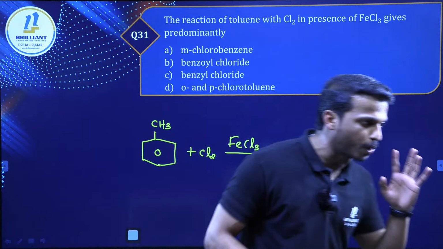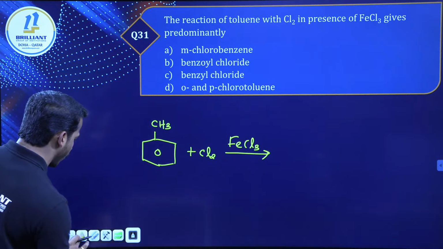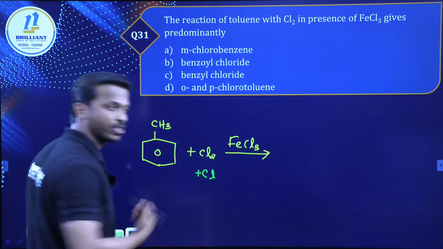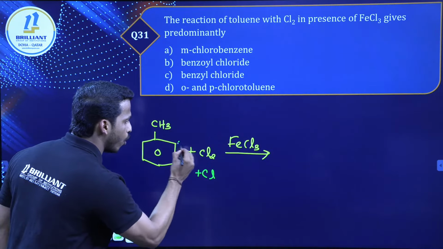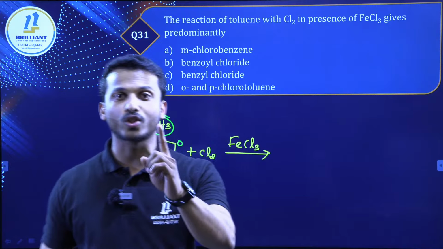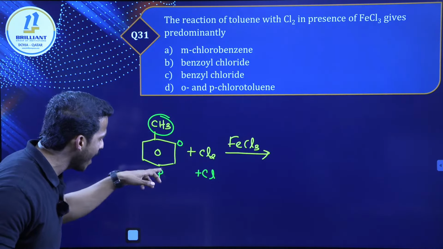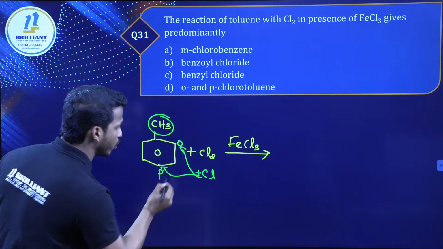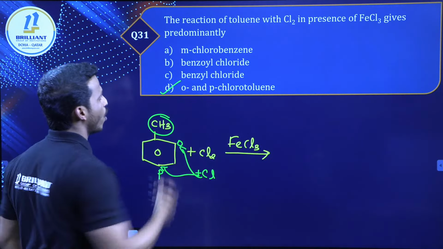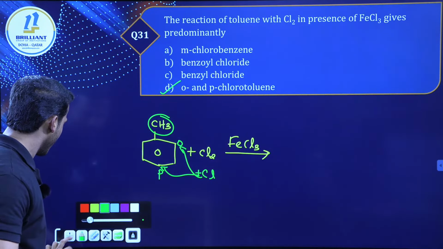Most of them are going to option D. Are you sure option D? Yes, dear all. This is an electrophilic substitution reaction. The chlorine is coming with a positive charge. It will go to ortho and para positions because methyl alkyl groups are ortho para directing groups. You will get ortho chlorotoluene and para chlorotoluene. So option D is the correct one. Most of them gave the correct answer.